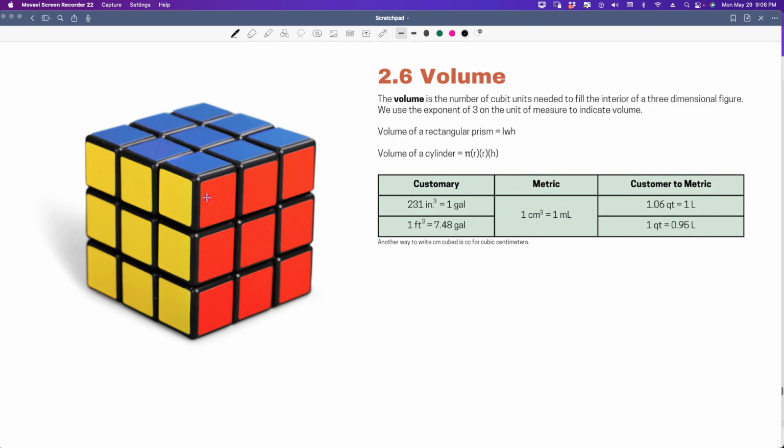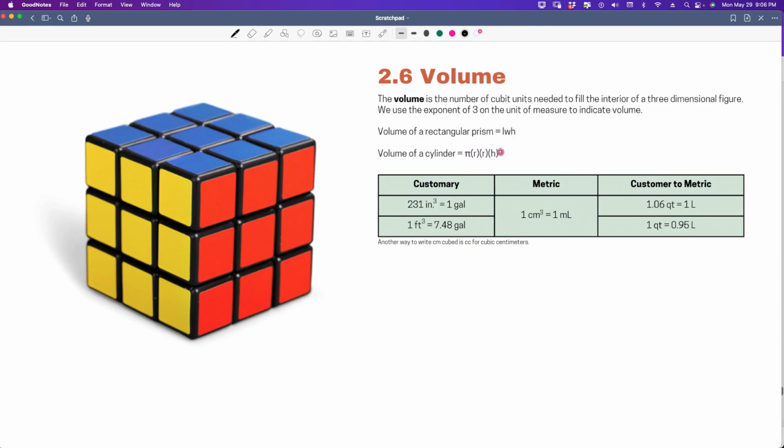And that's the definition of volume. Volume is the number of cubic units needed to fill the interior of a three-dimensional figure. And we use the exponent of 3 on the unit of measure to indicate volume. Now, the formula for the volume of a rectangular prism is length times width times height. And the volume of a cylinder is pi times r squared times height.